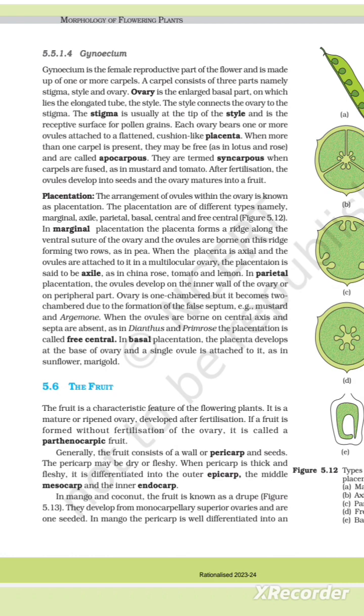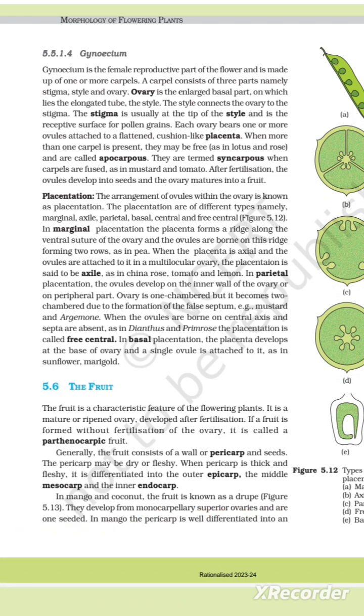Generally, the fruit consists of a wall or pericarp and seeds. The pericarp may be dry or fleshy. When the pericarp is thick and fleshy, it is differentiated into the outer epicarp, the middle mesocarp, and an inner endocarp. In mango and coconut, the fruit is known as drupe. Figure 5.13. They develop from a monocarpellary superior ovary and are one-seeded.